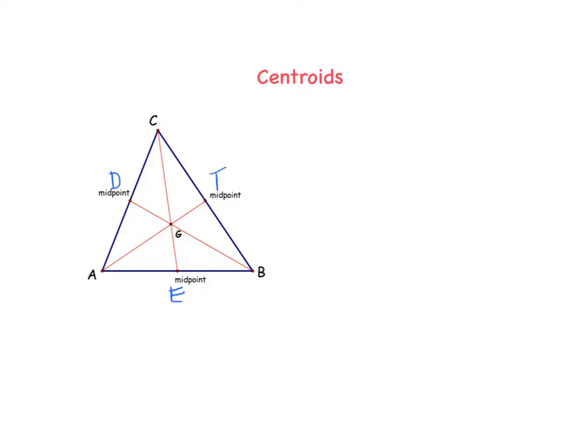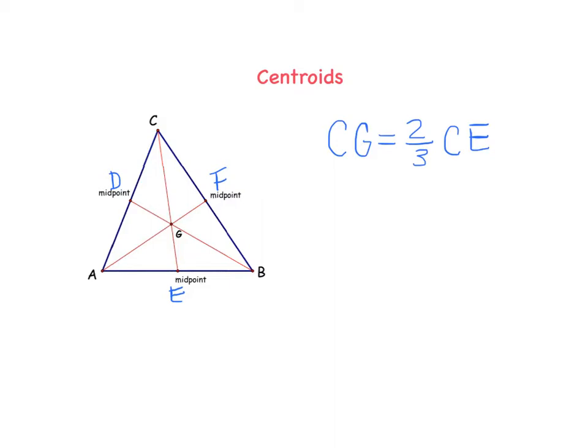Okay. So let's look at the segment that goes from C to E. What this is saying is that the segment from C to G will be 2/3 of the entire distance from C to point E. So here we have what this would look like algebraically. CG is equal to 2/3 of CE.